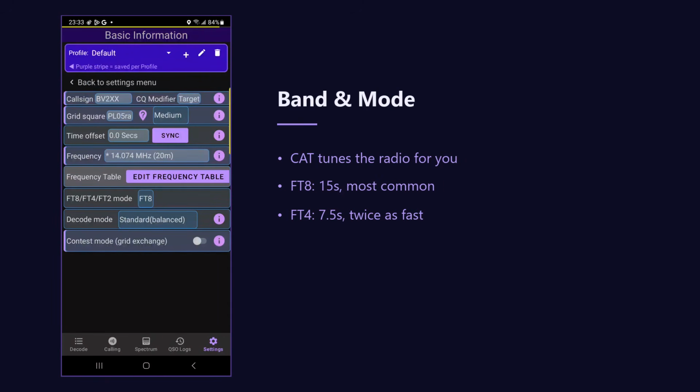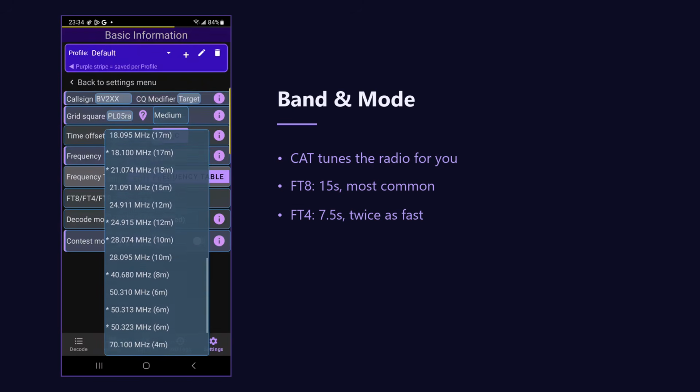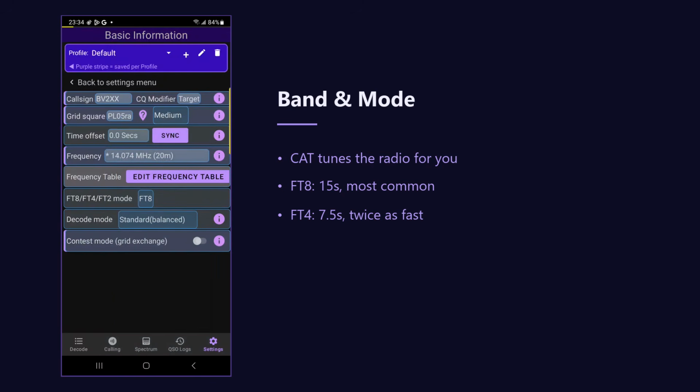Frequency selects your band. If CAT control is connected, the app tunes the radio to the standard FT8 frequency for that band automatically. Below it you can switch between FT8, FT4 and FT2. FT8 uses 15-second slots and is by far the most common. Start here. FT4 uses 7.5 seconds, twice as fast, but about 4 decibels less sensitive.